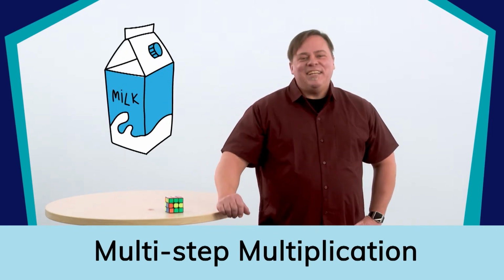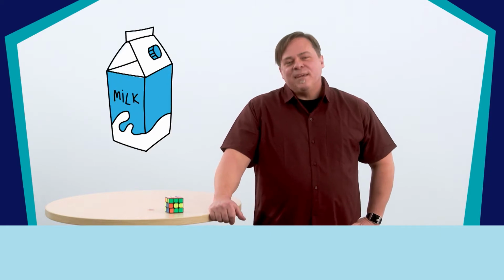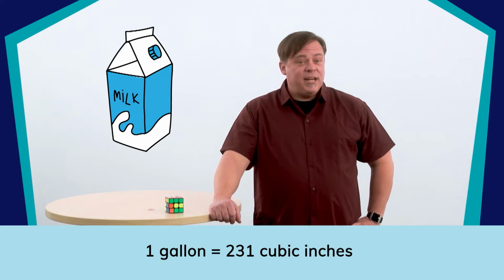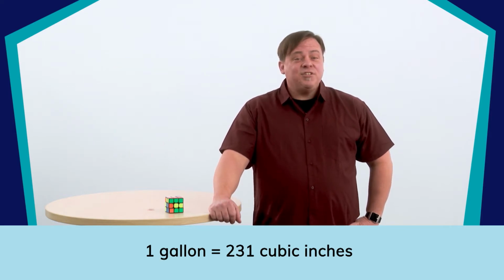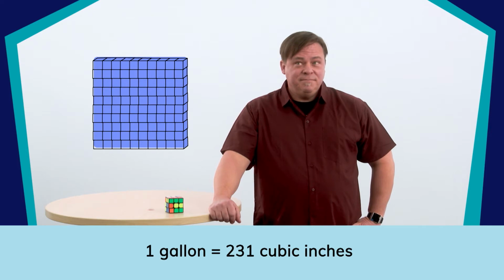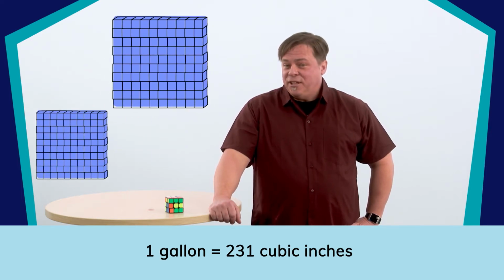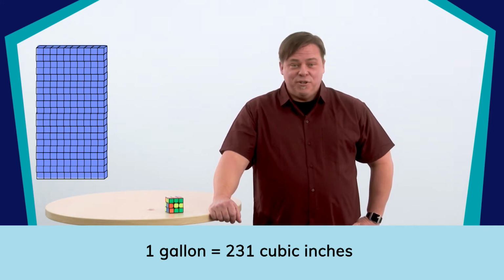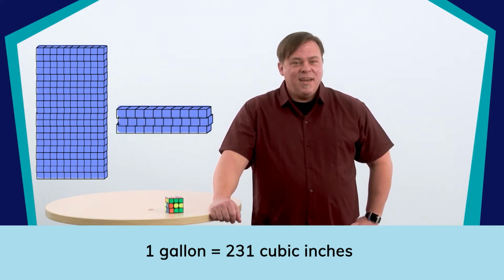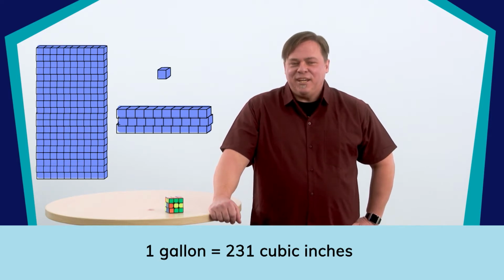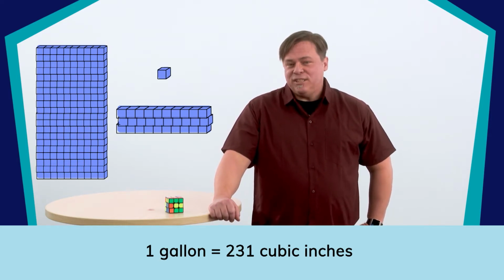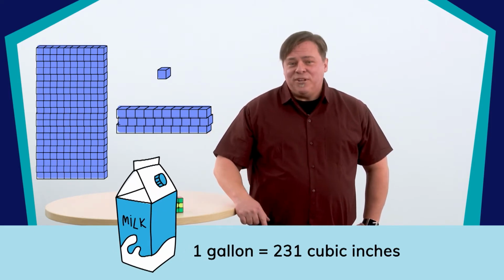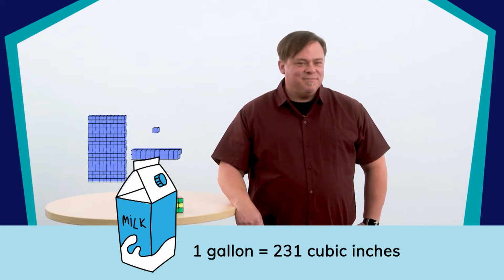So, back to our gallon-sized carton of milk. If a gallon is 231 cubic inches, we could imagine it like this. Let's start with 100 cubes. Add another 100, that's 200 cubes. Let's drop 30 more cubes in 3 groups of 10. And a final cube to make 200 plus 30 plus 1, or 231. Throw all those in a gallon milk carton and it would be perfectly filled.